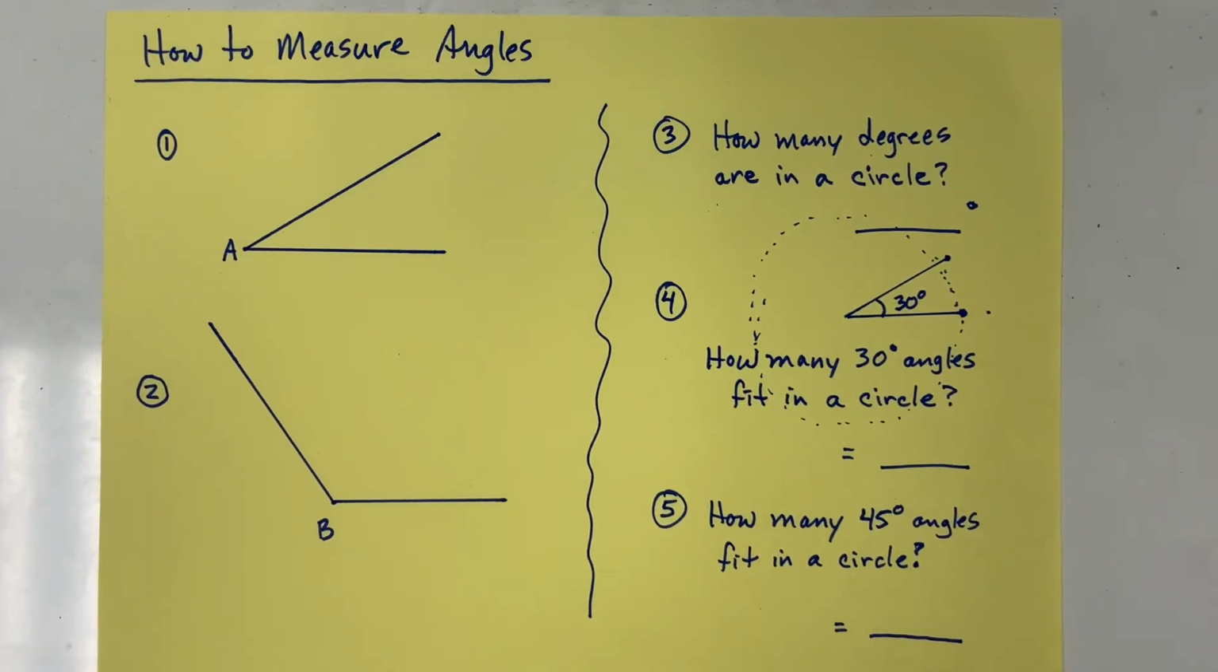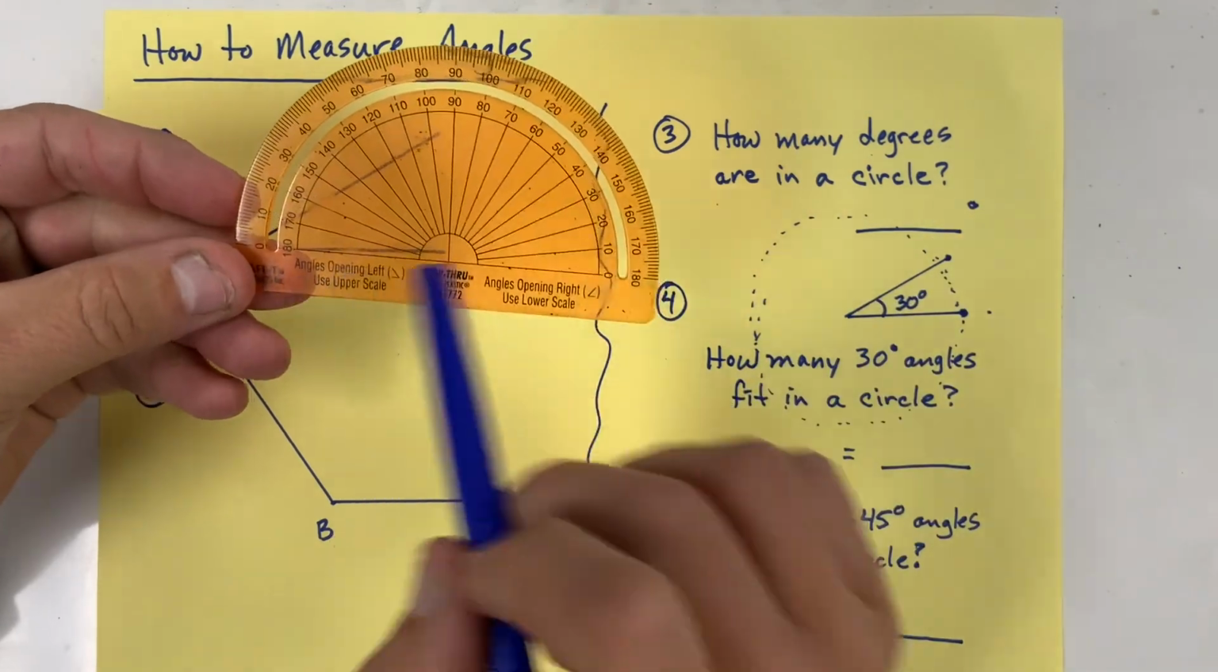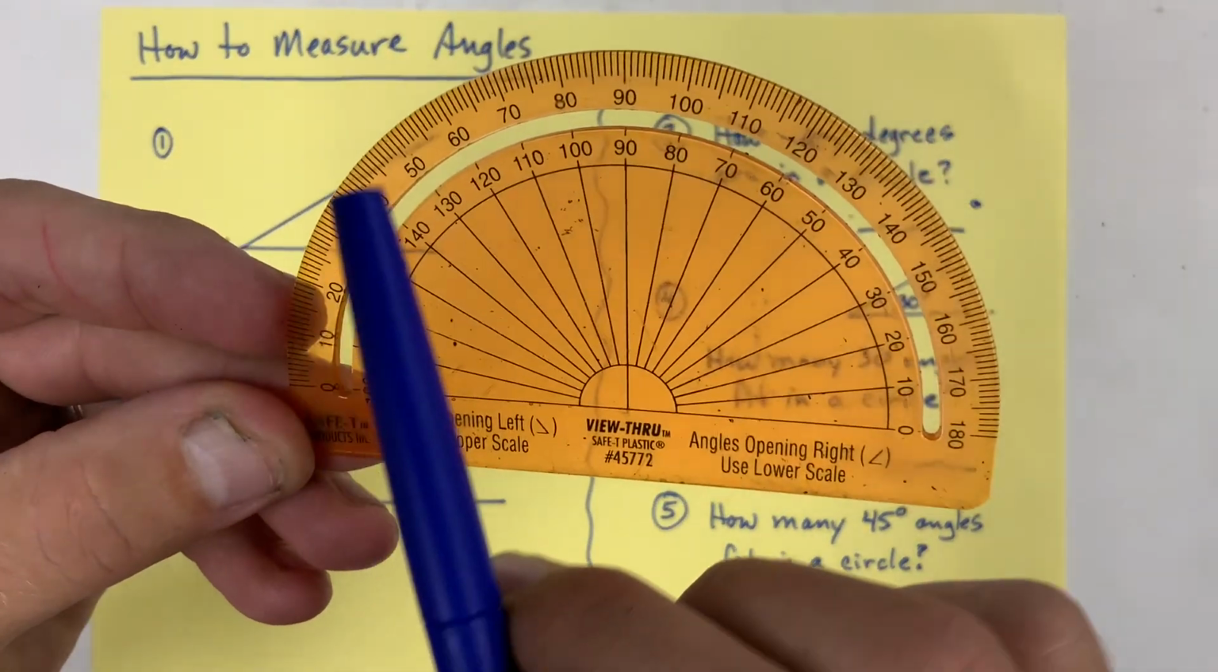All right, this video is going to walk you through how to use a protractor and also understand how polygons' central angles relate to the number of sides. The first thing you need to do is know how to use one of these guys. This is a protractor. It's got numbers on the inside that go from 0 to 180, and it also has numbers on the outside that go from 0 to 180.